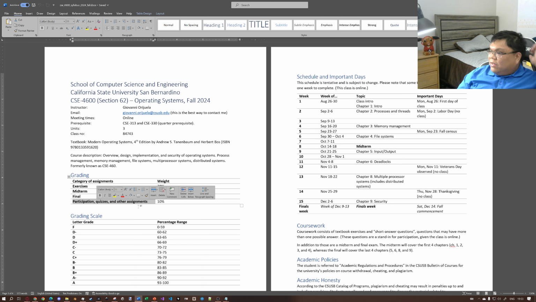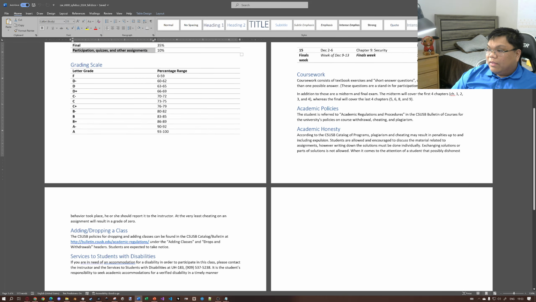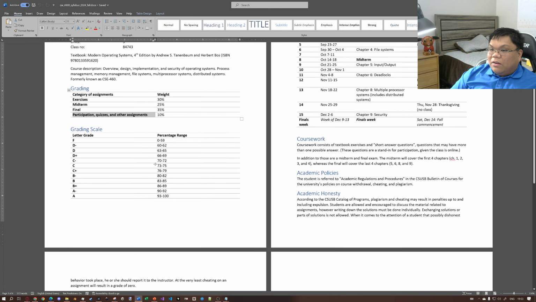I don't expect there to be one right answer for some of these questions, by the way. So basically, if you more or less give a reasonable answer to the question, you get full points, and that's going to be your stand-in for participation because the whole class is async. So that's going to be an overview of your assignments. You have exercises, which will include some programming exercises. You have your midterm and final, and then you have your short answer questions.